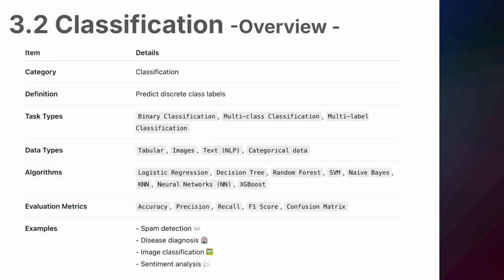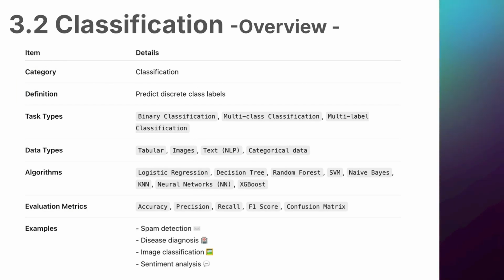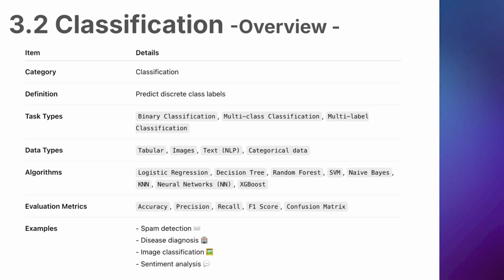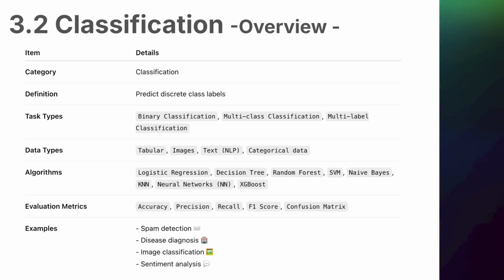2. Classification overview. Classification is a type of supervised learning used when the goal is to predict class labels. In other words, the model learns to categorize input data into one or more predefined classes based on labeled training data. There are different types of classification tasks.